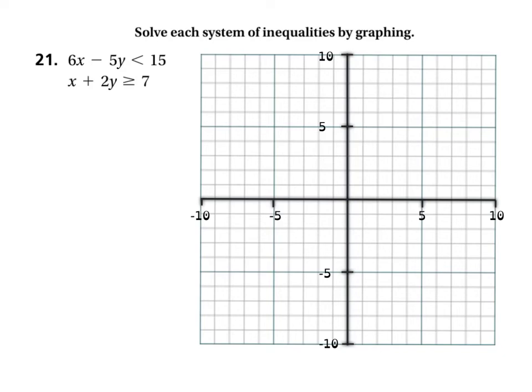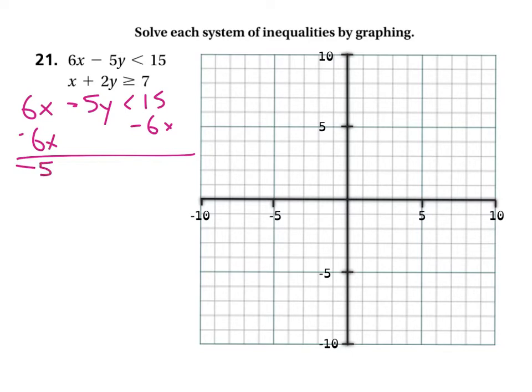All right, one last one here. We are going to rewrite these equations in slope-intercept form. I'm going to take first 6x minus 5y is less than 15, and solve for y, minus 6x minus 6x. We get negative 5y is less than negative 6x plus 15.